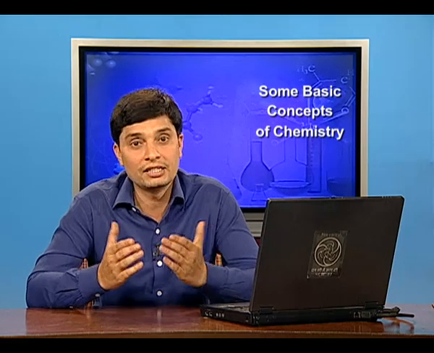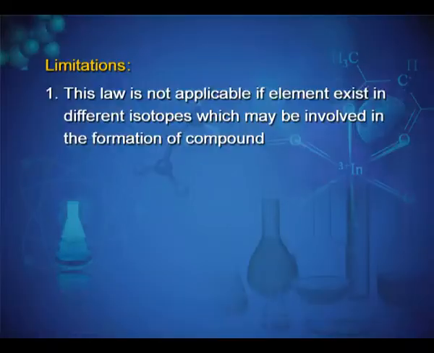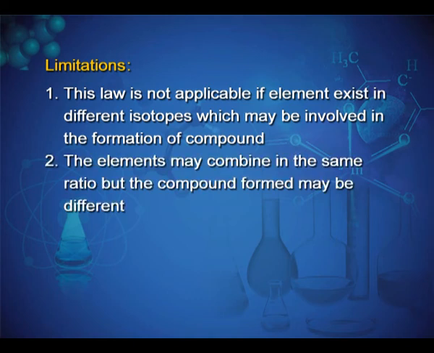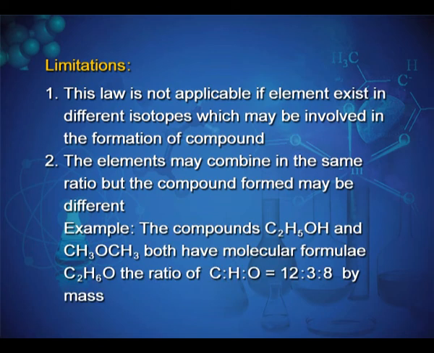There are certain limitations of this law also. The first is that this law is not applicable if the element exists in different isotopes, which may be involved in the formation of compounds. Second, the elements may combine in the same ratio, but the compound formed may be different. We will take an example. The compounds C2H5OH, that is ethanol, and CH3OCH3, that is dimethyl ether, both have the molecular formula C2H6O. The ratio of carbon, hydrogen and oxygen is 12:3:8 by mass.